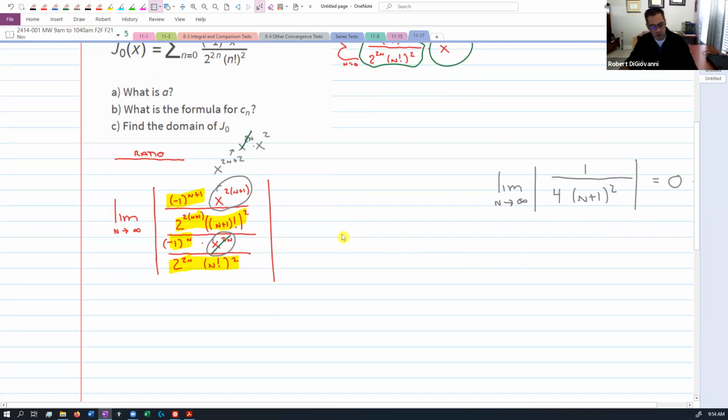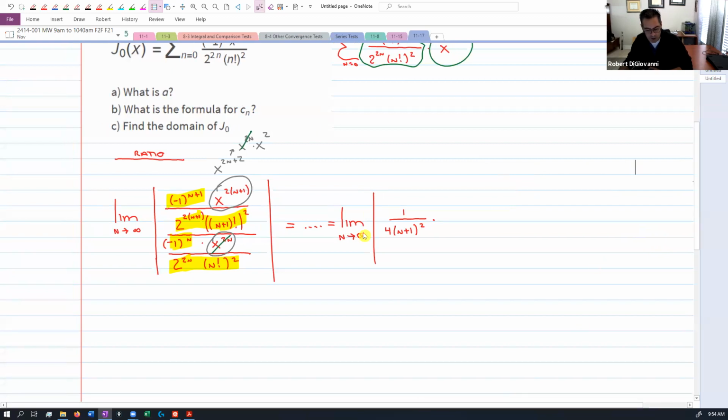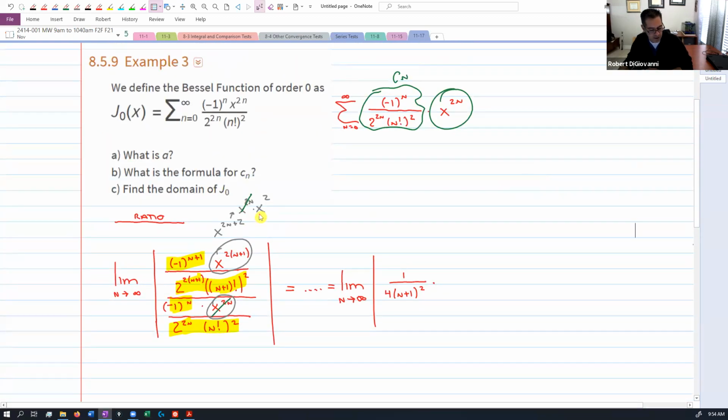So when we go through all the work for this, there's a lot that I'm not showing. What we would get is the limit as n goes to infinity of the part that has the n stuff in it, which is this. But then we would also have this one piece that was still there, the x squared, would be here.